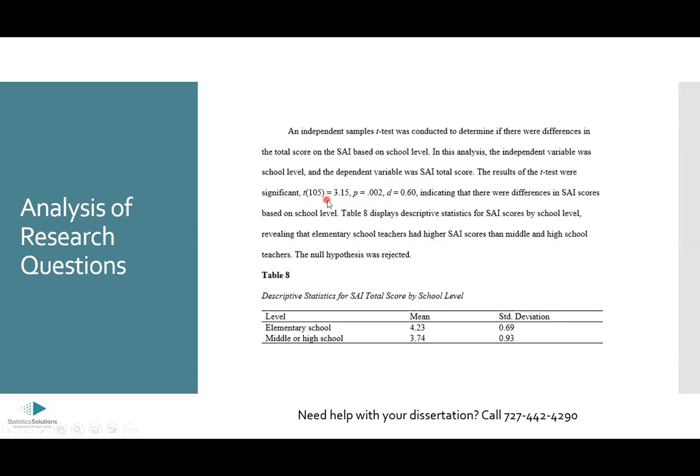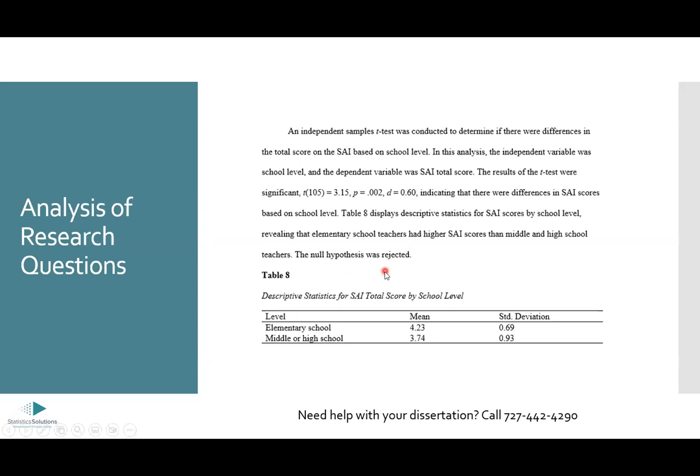And then again, they've reported the relevant statistics. So we've got our degrees of freedom, which is 105, our t statistic, 3.15, and the effect size, 0.6. They concluded that there were differences in SAI score based on school level, and then they gave you the relevant statistics again here. So these were the means for each level, and we know that these were statistically different, or significantly different, and so we reject the null hypothesis.